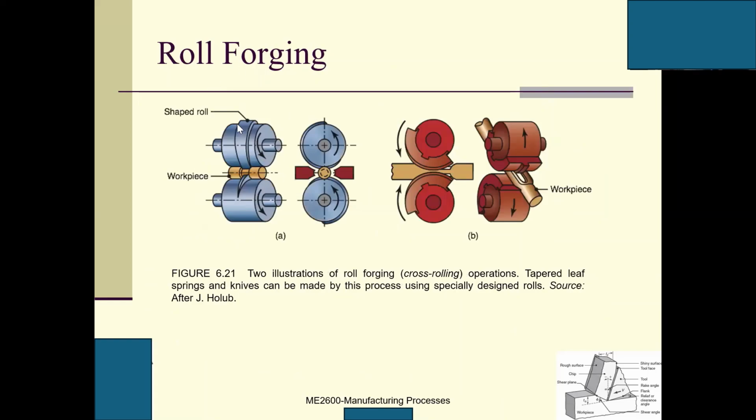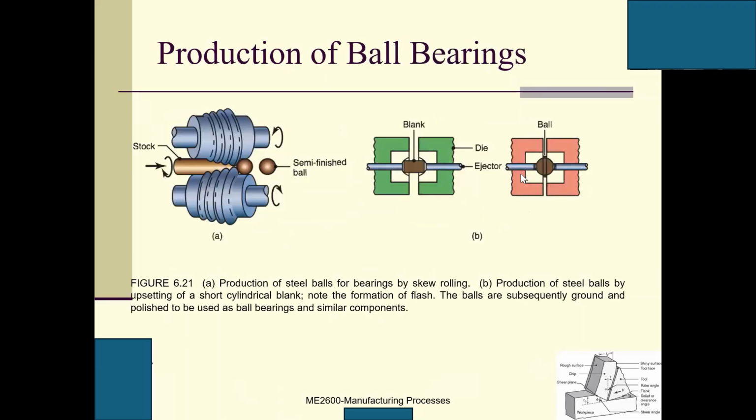Roll forging. The rollers continuously move this workpiece, and we can have different shapes of the rollers, right? You can see different shapes; here is a different shape, concave here. Production of ball bearings: this is a ball bearing. We'll talk about it. It's a very important concept.